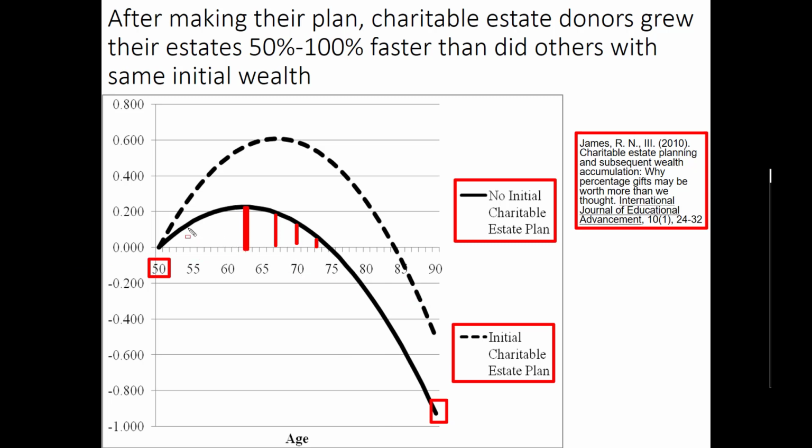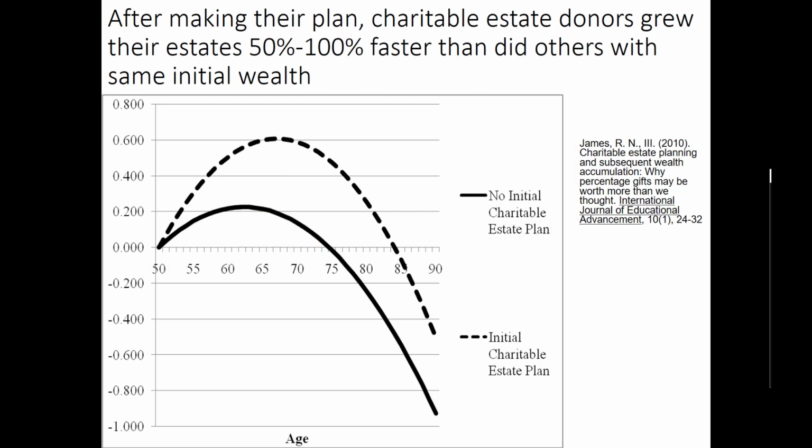That wealth trajectory is dramatically different for these folks that have initial charitable estate plans. That is, if you have two people starting with the same wealth at age 50, the people who start with a charitable estate plan, if you check in on them 15, 20 years later, they're going to have dramatically higher wealth than the folks that didn't have a charitable estate plan. So this suggests that, fundamentally, charitable estate donors grow their estates 50 to 100% faster than did others that started with the same initial wealth.